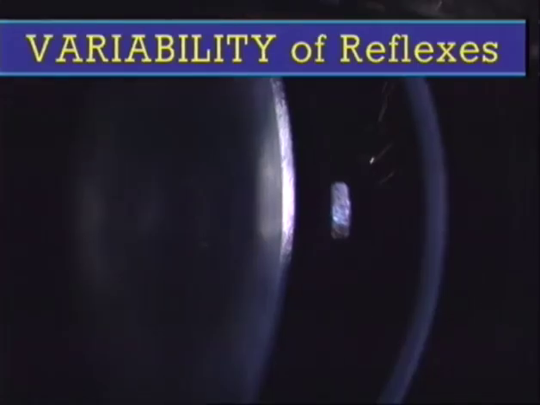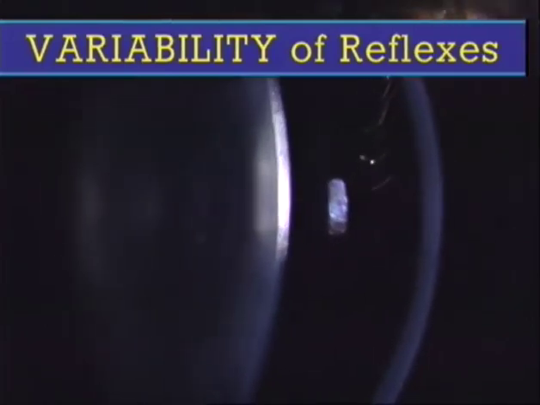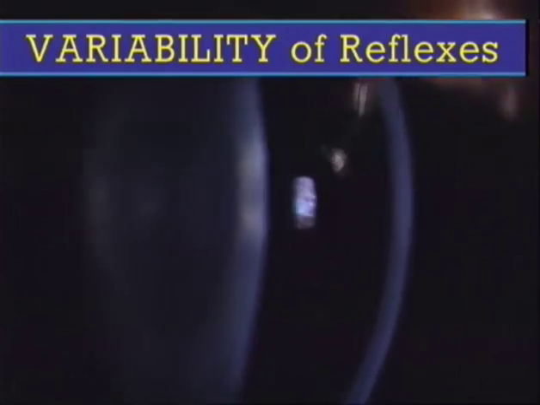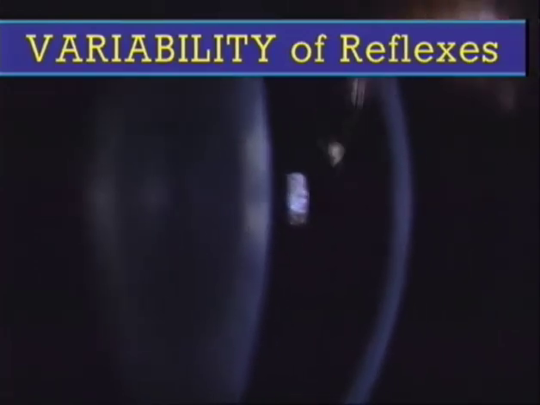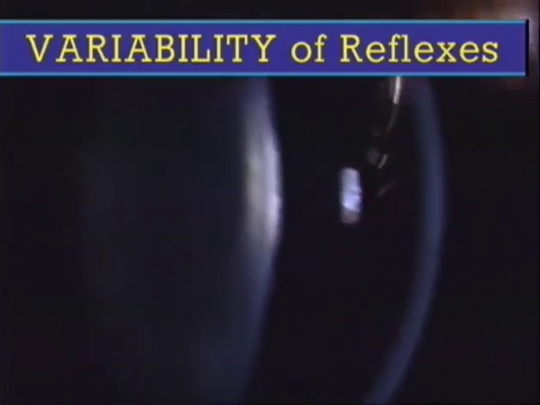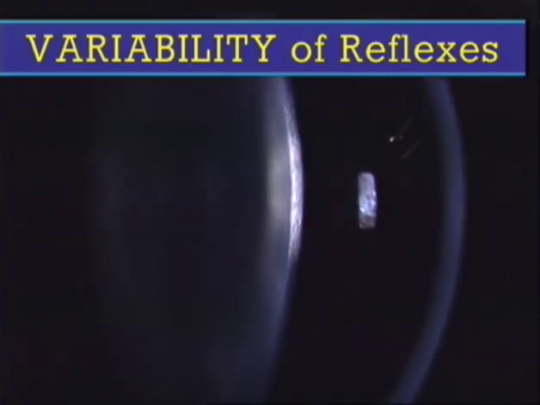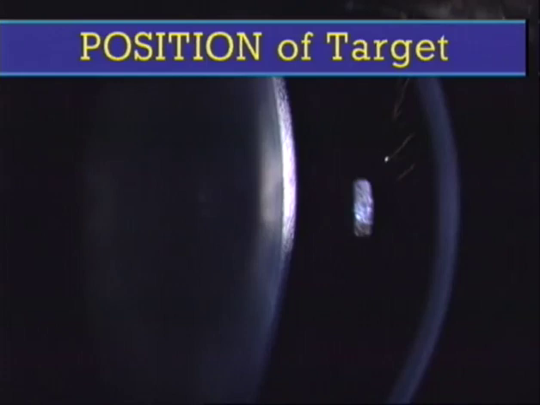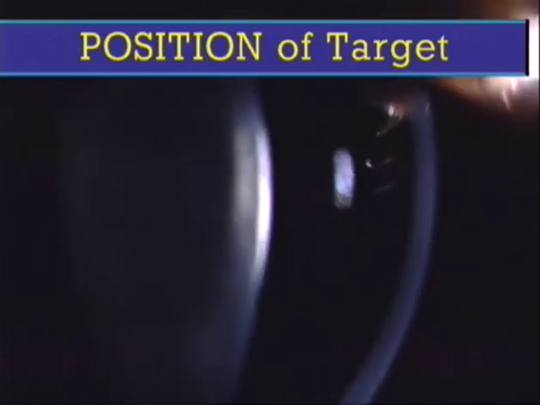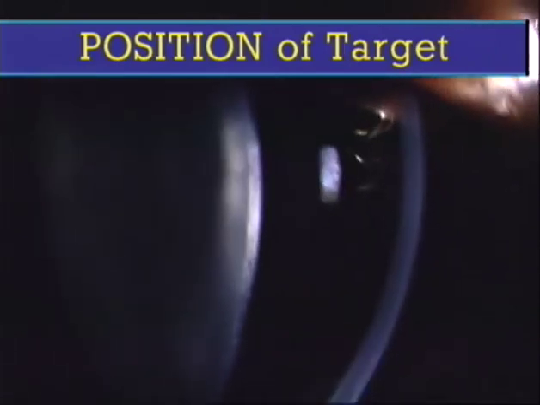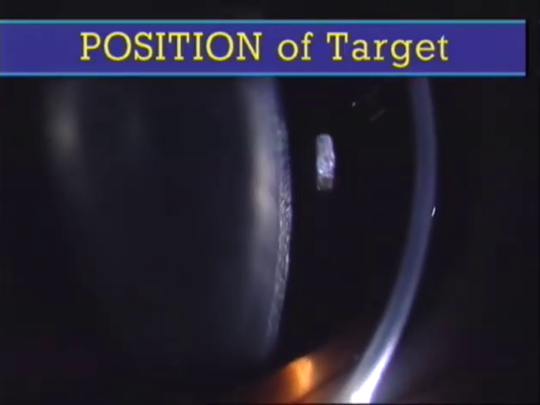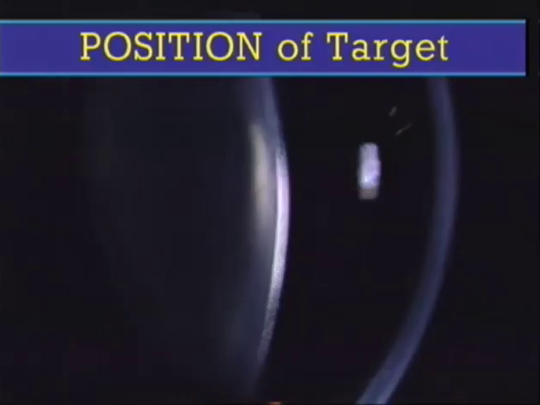Another method of distinction is based on the variability of reflexes. The reflexes disappear when the illumination angle is changed, while the effects of scatter remain, and by varying again the illumination angle, the reflex can be made to reappear. The reflexes can also be identified by changing the position of the target. The reflex moves up and down if the patient is asked to look up and down, while the effects of scatter remain unchanged.